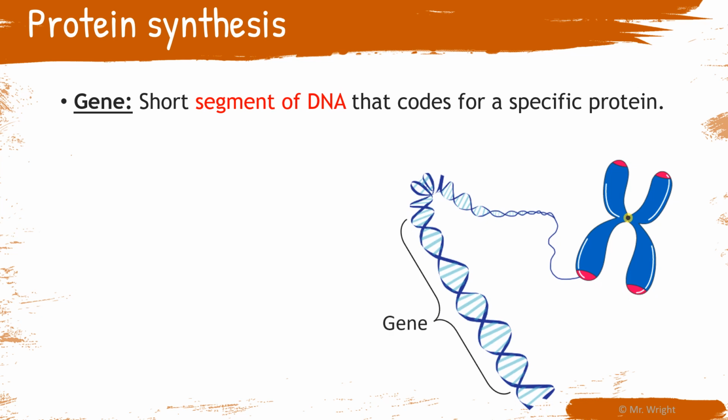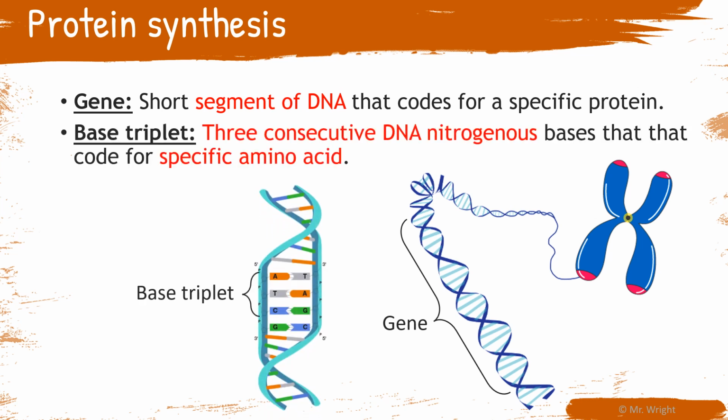We've mentioned that DNA contains the coded message for protein synthesis. However, one molecule of DNA contains the coded message for many proteins. So a segment of DNA that codes for a specific protein is called a gene. The coded message for protein synthesis is provided by the sequence of nitrogenous bases. 3 consecutive nitrogenous bases code for a specific amino acid to be added to the protein molecule. We call these 3 consecutive nitrogenous bases a base triplet. So the sequence of base triplets within the gene will tell us the sequence of amino acids that needs to be added in order to make a particular protein.